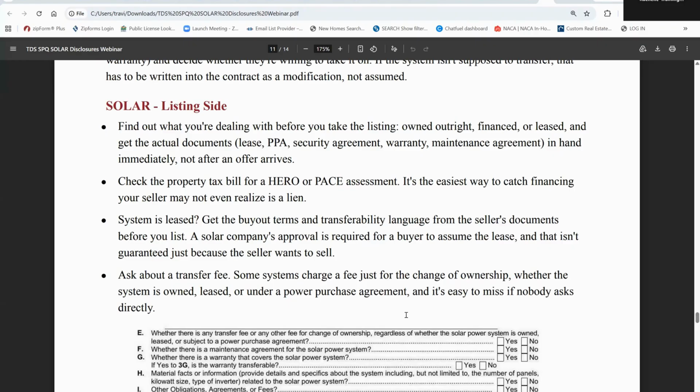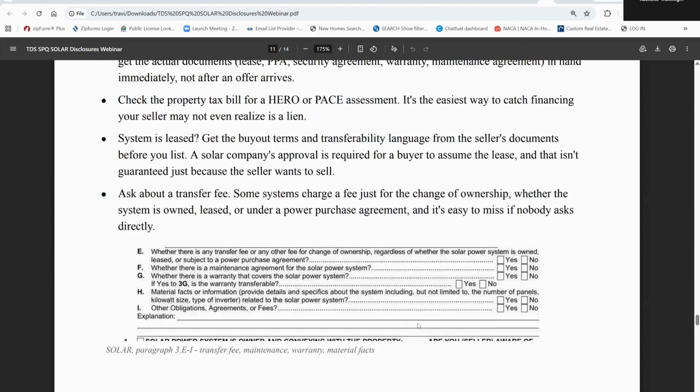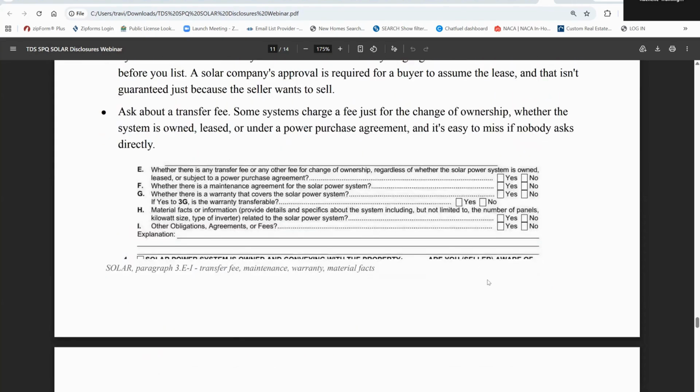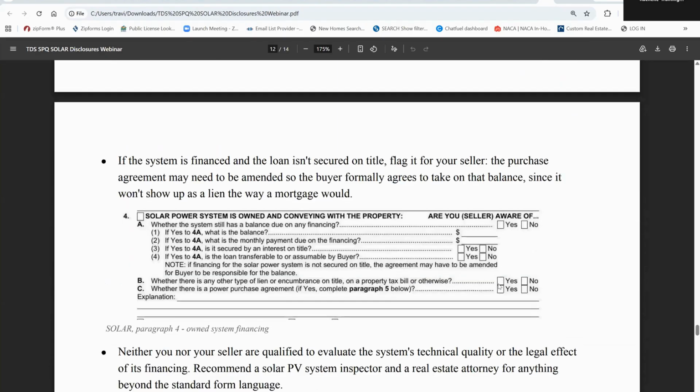Ask about a transfer fee. Some systems charge a fee just for the change of ownership, whether the system is owned, leased, or under a power purchase agreement, and it's easy to miss if nobody asks directly. If you're on the buyer side and you see that there is a solar system on the house, you might want to write in there about a solar transfer fee being paid by whoever, buyer or seller, split, however you want to do it, just to cover that because it could come up.